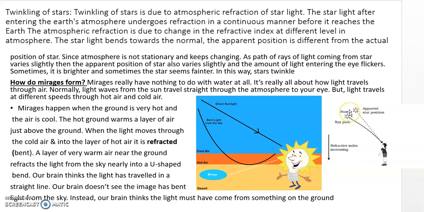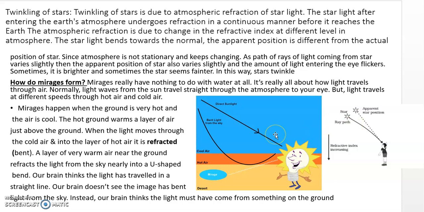Since the air above in the sky is rarer, and nearer to the earth it is denser, the light bends towards the normal. So the apparent position is different from the actual position. Why? Because the atmosphere is not stationary, and it keeps changing. As the path of rays of light coming from the star varies slightly, the apparent position also varies slightly, and the amount of light entering the eye flickers. So sometimes it is brighter and sometimes we see the star fade. In this way the star twinkles.